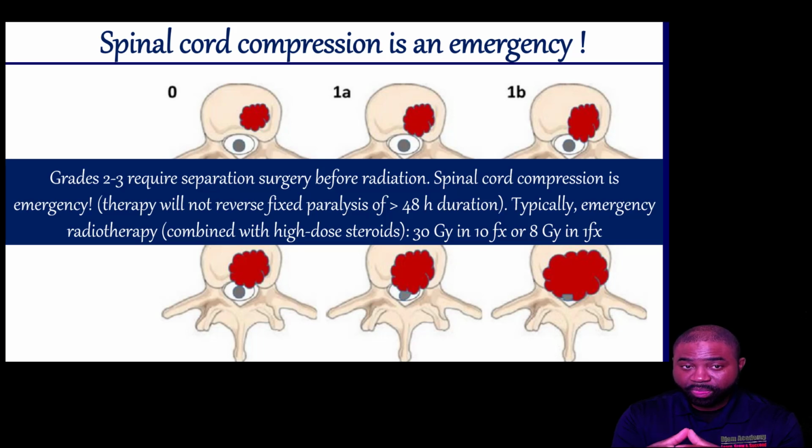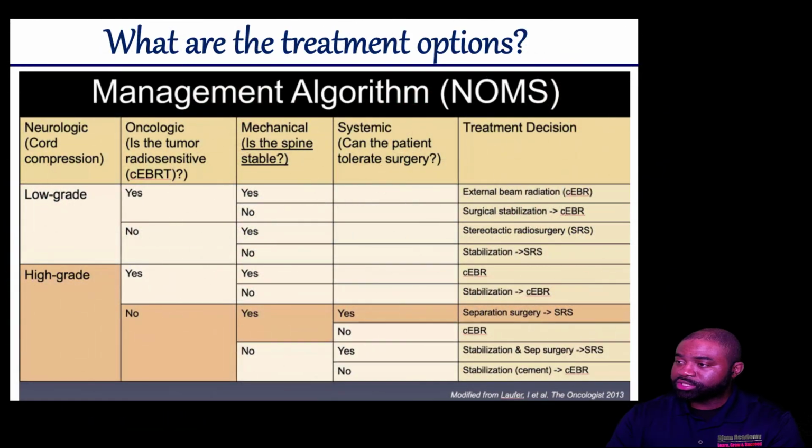However, if cord compression is prolonged, secondary vascular injuries will eventually occur with infarction of the spinal cord, and there is really no meaningful recovery in this case. To summarize, spinal cord compression is an emergency and should be treated as an emergency. Grade 2 to grade 3 typically requires a separation surgery before radiation therapy. The question then remains, what are the various treatment options available for spine patients?